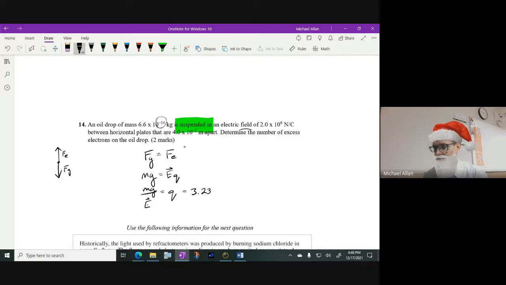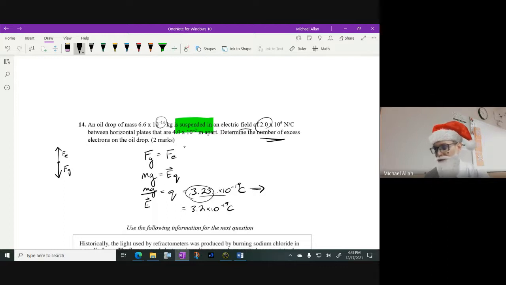3.23 times 10 to the negative 19. Cool. Now there are 2 sig digs here, so if this was your answer, I would leave it as 2 sig digs. Right? But this is not what my answer should be. My answer is how many electrons are going to be on this oil droplet. If I ignore the times 10 to the negative 19 because that's what an elementary charge is, this number is approximately 2 times that number.